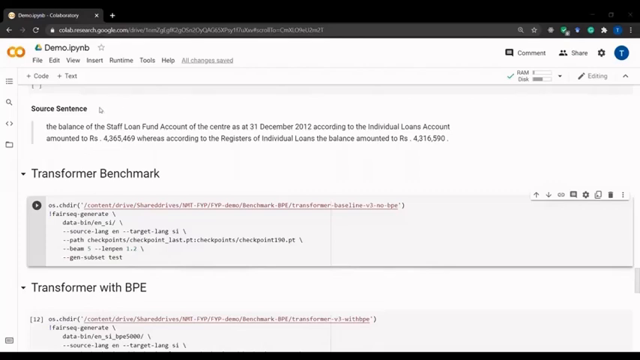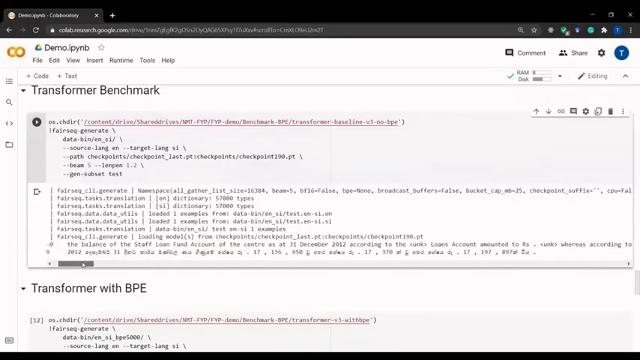This is the English sentence we are going to translate. First, let's look at the benchmark NMT model. This is the output from our transformer benchmark model. We can see that the out-of-vocabulary words are replaced by the unknown keyword.